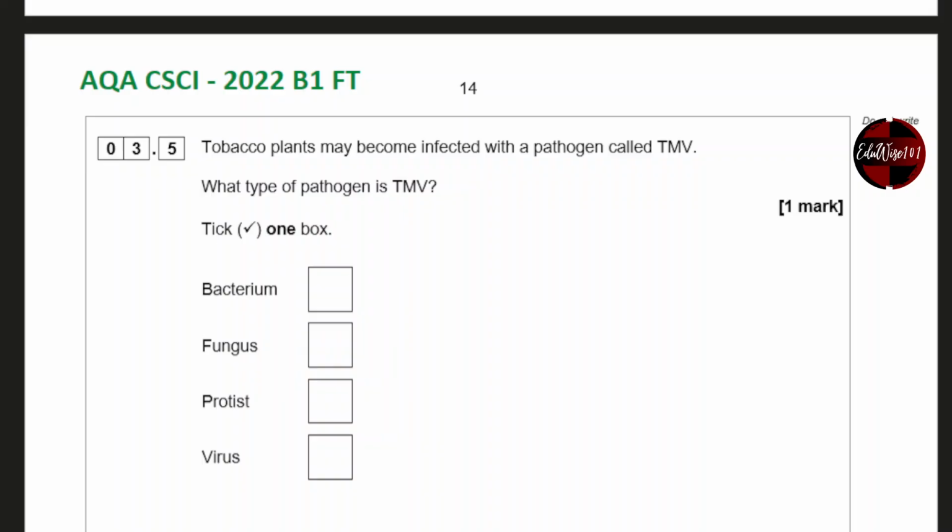Tobacco plants may become infected with a pathogen called TMV. TMV stands for tobacco mosaic virus. What type of pathogen is TMV? As the name suggests, it is caused by a virus. Now, what does that look like?